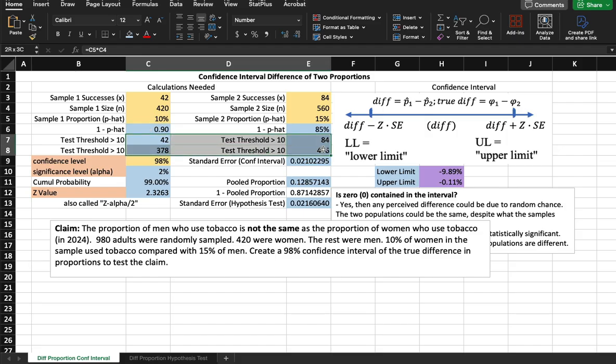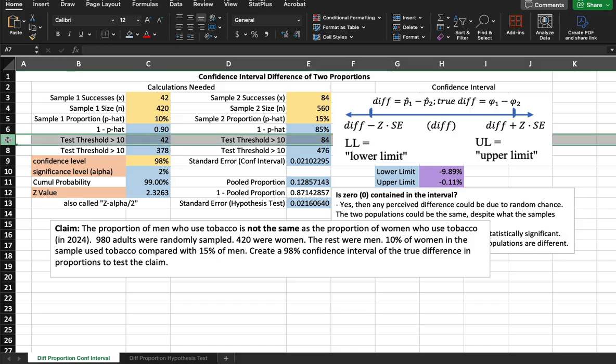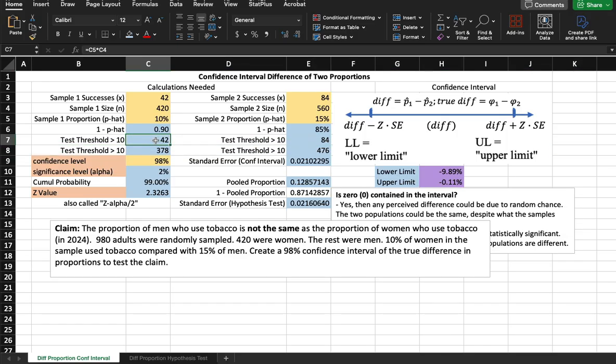In these 4 cells, so in rows 7 and 8, these are our test thresholds. And we're going to calculate those because sometimes homework problems will ask you, does my data support using a confidence interval? Do I meet the success threshold, and do I meet the failure threshold? So the success threshold is in row 7. The failure threshold is in row 8. So let's look at those threshold calculations.